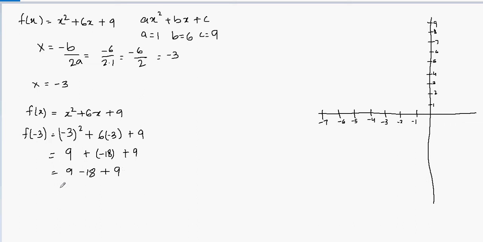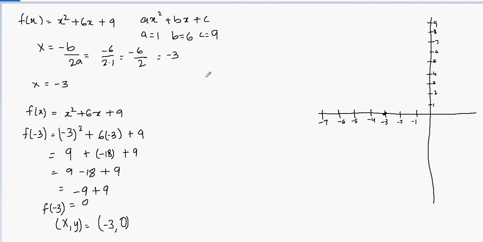And solving this by the rule of order of operations, you move from left to right. So 9 minus 18 is going to be negative 9. And then I have plus 9 here. So negative 9 plus 9 is going to be 0. That means when I plug in negative 3 into this function, I'm getting 0. That means the y-coordinate of the vertex is 0. The x-coordinate is negative 3 and the y-coordinate is 0. So when writing the vertex x comma y, x is negative 3 and y is 0. So we have already got the vertex here, negative 3 comma 0. X is negative 3 and y is 0. So we have got this point.